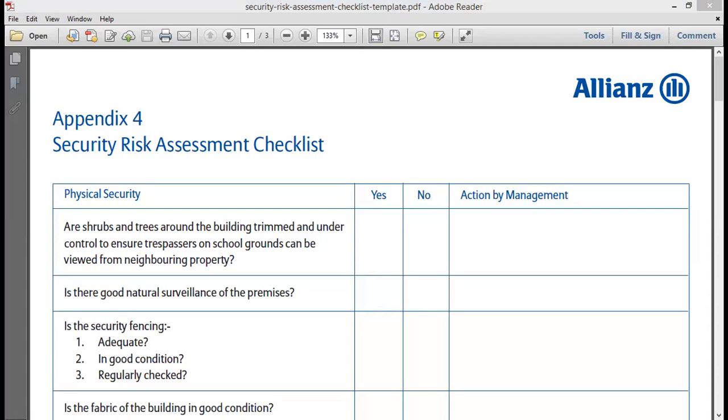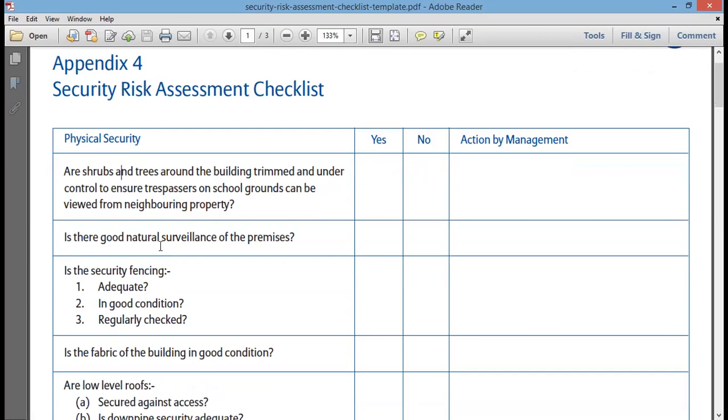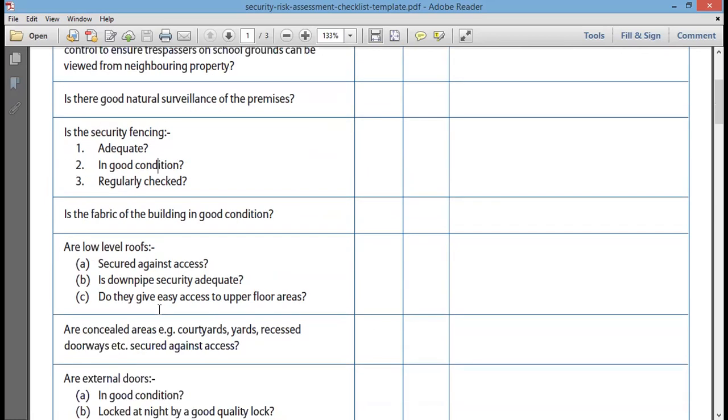It is a list of things that you should think about when identifying risks. So in this example here, physical security kind of risks. Are shrubs and trees around the building trimmed and under control? Is there good natural surveillance of the premises? Is the security fencing adequate? All of these are things you could think about when trying to identify risks of a security nature, right?